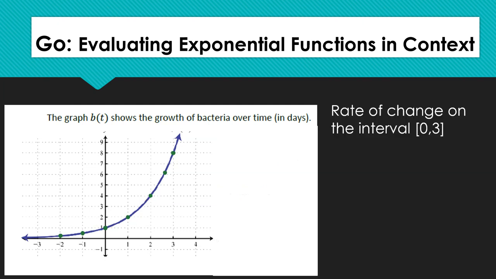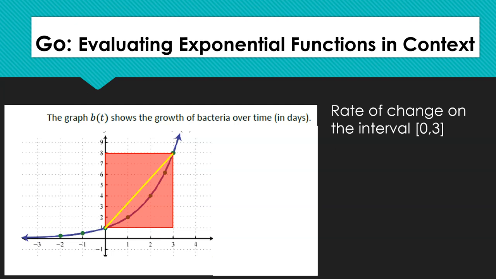Let's look at another problem. Here we're being asked to find the rate of change on the interval 0, 3. Remember that the interval is represented by the x-axis, and the brackets mean that the values of 0 and 3 are included in the data set.